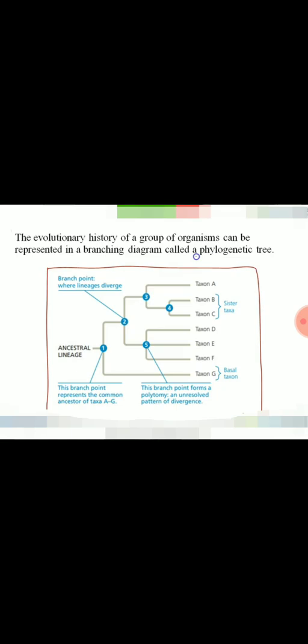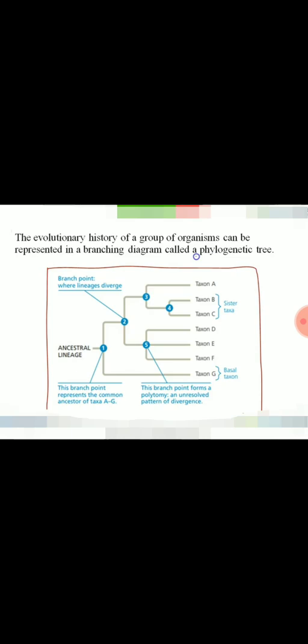We can see taxon B and taxon C, these are the sister taxa. Why? Because their recent ancestor is very similar for taxon B and C, so they are sister taxa. Taxon A and D are not sister taxa, they are non-sister taxa, because the recent ancestor is somewhat different. And then another interesting line is here, taxon G.